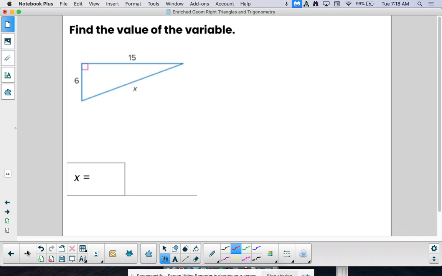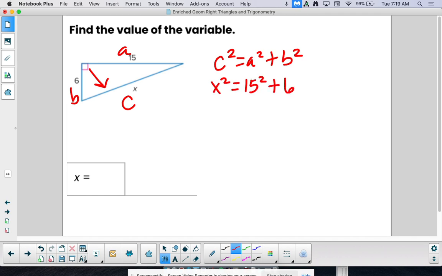So, nice little review problem, find the value of the variable. In this case, we are looking for our C, right? That's the side across from that right angle. Doesn't matter, I'm going to call this one A and this one B, plug them into my formula, and we crunch out these numbers here. So x squared equals 15 squared plus 6 squared. Drop down your x squared, 15 squared is 225, 6 squared is 36. Add those two together to get 261.